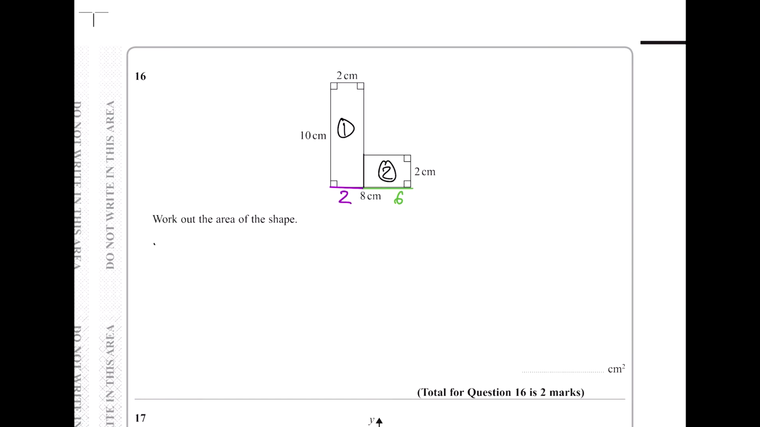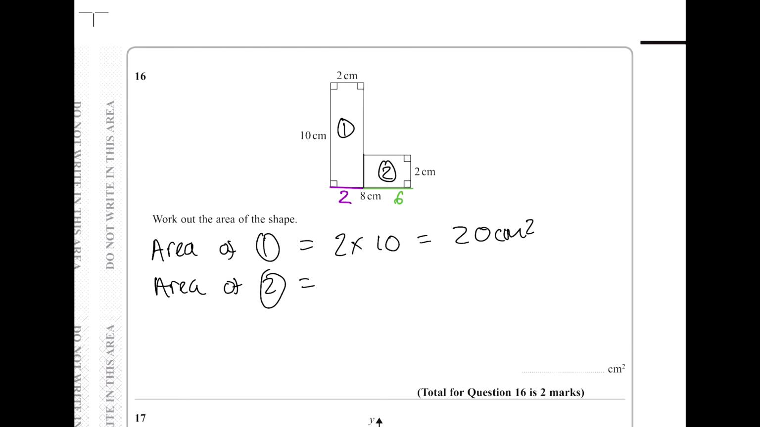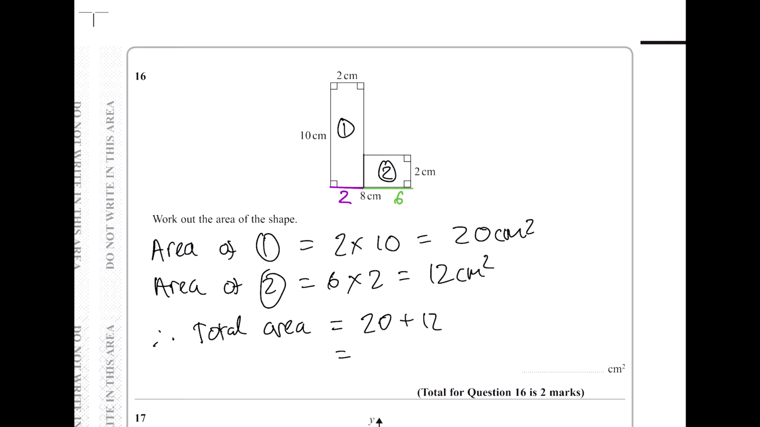So we can find the area of 1. Well, that would just be 2 times 10, which is 20 centimeters squared. And the area of 2 would just be 6 times 2, 12 centimeters squared. So therefore, total area, we just add them up. So we add the 20 and the 12, which gives us 32 centimeters squared.